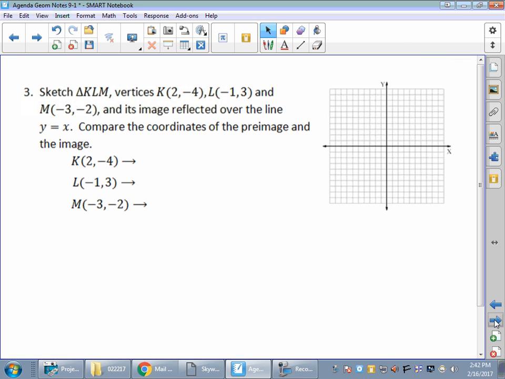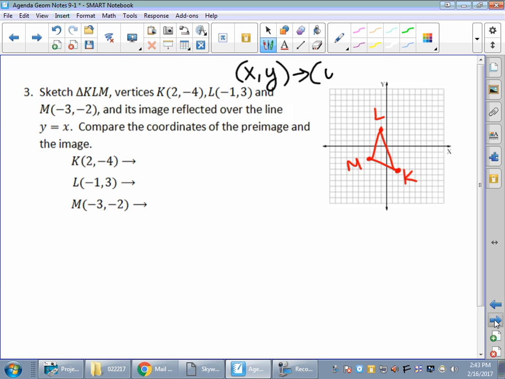All right, so let's do this one. It says to sketch that same triangle. So K is at 2, -4. L is at -1, 3. And M is at -3, -2. Draw our triangle in. Not a very good triangle. There's our pre-image.